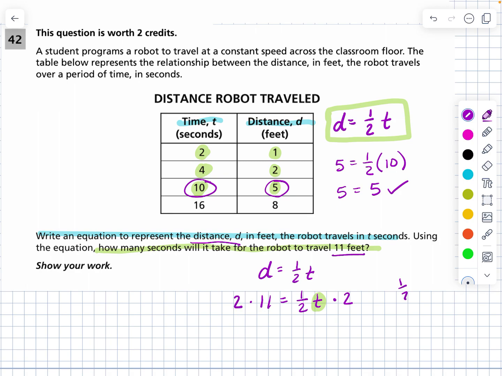And just in case you're not sure about that, 1/2 times 2 over 1, when we multiply fractions, we go straight across, and we end up with 2 over 2, which equals 1, which is what we want. So now t is just 1t, and we don't need to write the 1, it's always there. And then we got 2 times 11 is 22. So the answer is 22 seconds. So I'm going to rewrite this so I can put the seconds in there. Okay, so the time it takes for the robot to go 11 feet is 22 seconds.